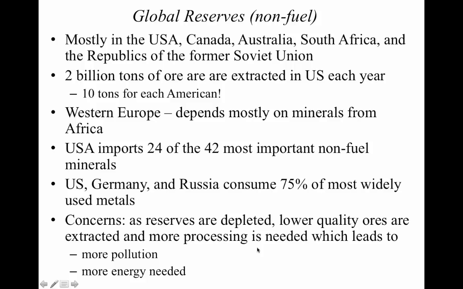So the global reserves that are not fuel, we're going to treat fuel separately, things like coal and oil. Mostly in the United States, Canada, Australia, South Africa, and what was the Soviet Union. And the former republics include places like the Ukraine and some other areas that are rich in resources. In the United States alone, there are 2 billion tons of ore extracted every year, which means for every man, woman, and child in the nation, that's 10 tons for each person. So per capita, for the person listening to this video right now, you represent 10 tons of ore that has been extracted from the earth.